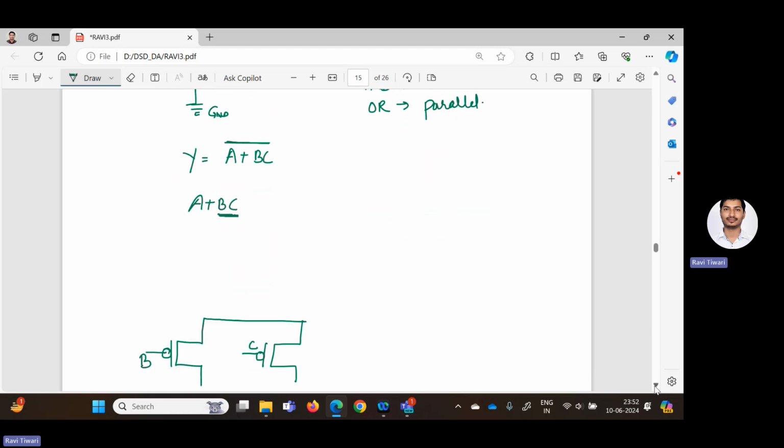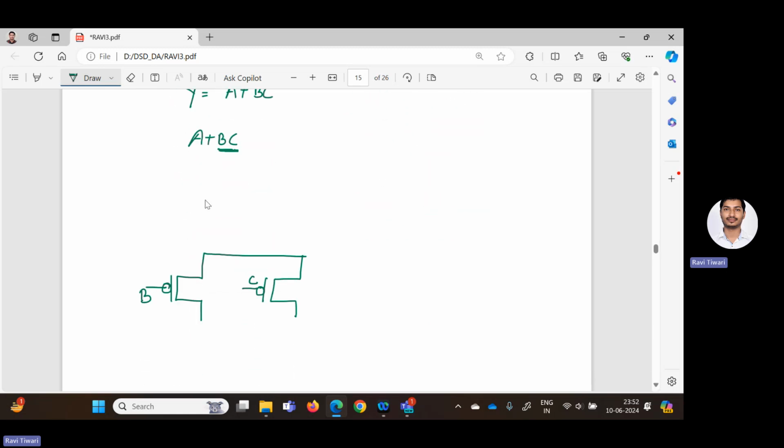So how can we do that? We have to connect one PMOS like this, and here we will give the input A. At the top, we need to provide VDD. That means we have implemented the functionality of A plus BC by using the PMOS.